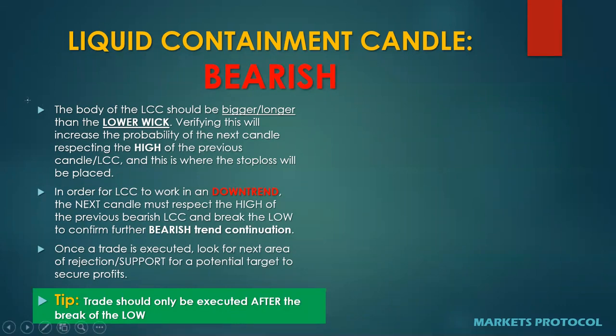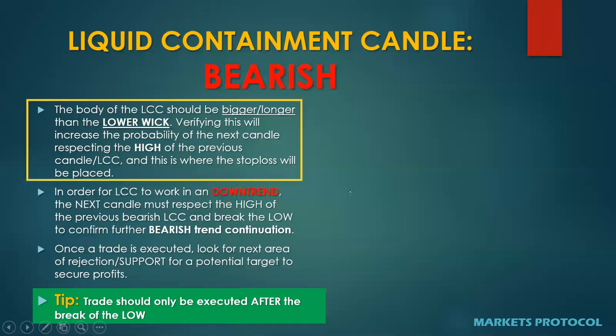Let's start with our first topic over here. The body of the liquidity containment candle should be bigger, longer than the lower wick, unlike the bearish one, unlike the bullish one. Okay. So we had a bearish candle. Let's draw some examples here. We had a bearish candle right over here.